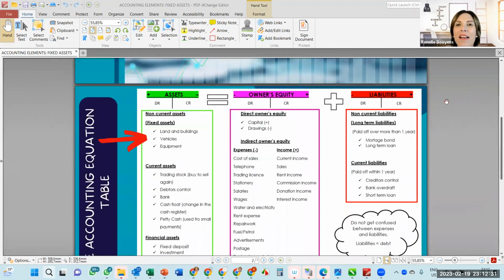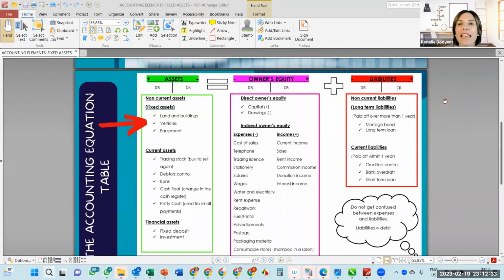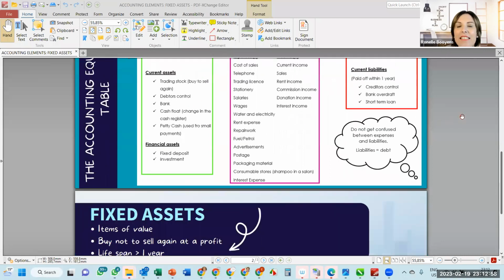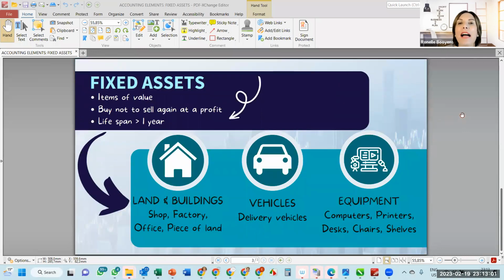Now, you will remember that we are always referring to the accounting equation, which consists of three elements: assets equals owner's equity plus liabilities. Now, what are assets? And more specifically, today we look at fixed assets or non-current assets, consisting of land and buildings, vehicles, and equipment. Now, assets are items of value within our business.